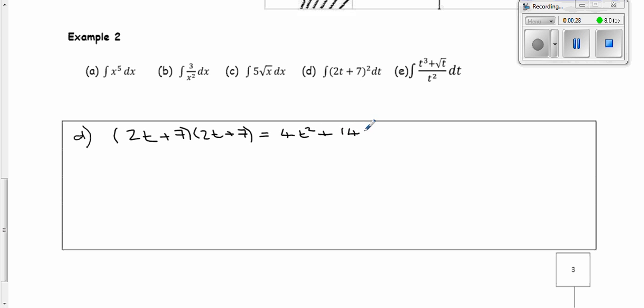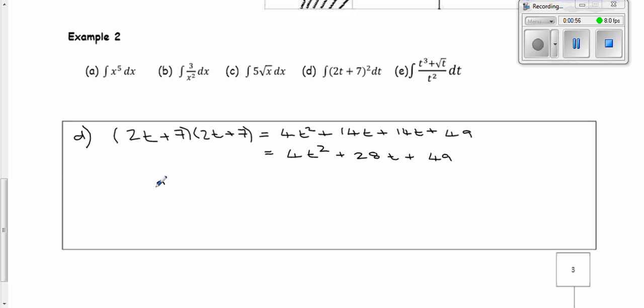So it's really important that we get this bit right, because obviously this is the bit that we're going to end up integrating. So we just expanded that out just like you always would do. So 2t times 2t, 2t times 7, 7 times 2t, 7 times 7, and then simplifying that down, we've got 4t squared plus 28t plus 49.